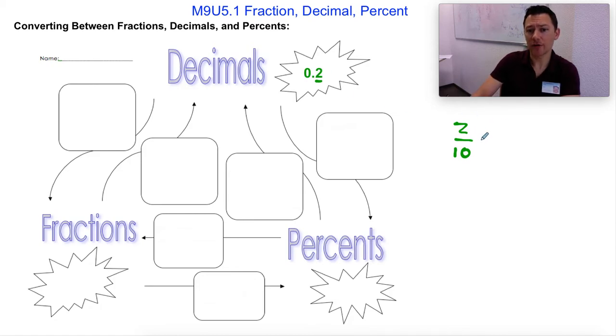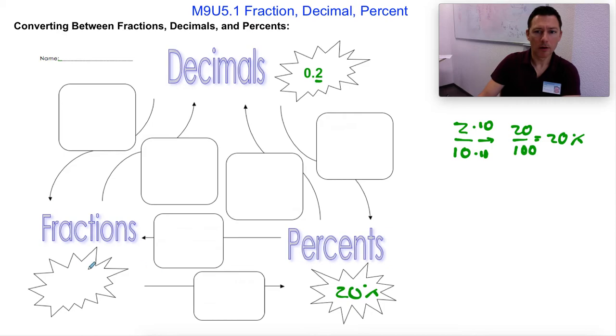To change that into a percent, you change the denominator into 100 by multiplying top and bottom by 10. So this is 20 over 100, which is 20%. We've already turned it into a fraction. Here, it's 2 over 10, but it can be simplified, right? 2 over 10 divided by 2 is 1 over 5. It's a fifth.